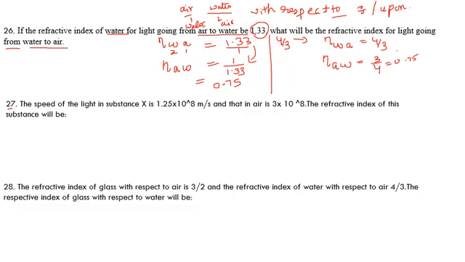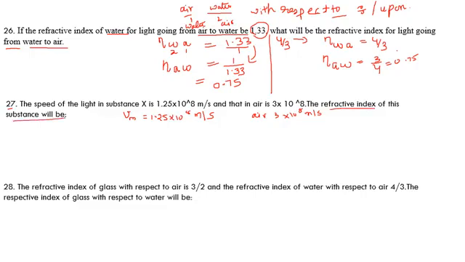The speed of the light in a substance is x. Okay, so speed of light in a medium is 1.25 into 10 to the power 8 meter per second. And that of the air is 3 into 10 to the power 8 meter per second. So we have to find out the refractive index of this substance.